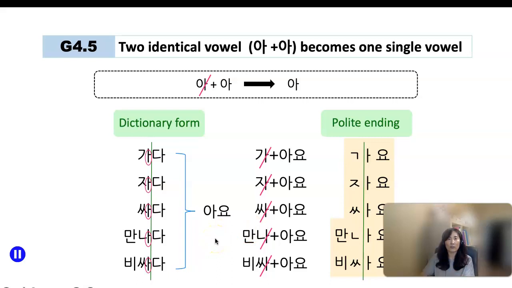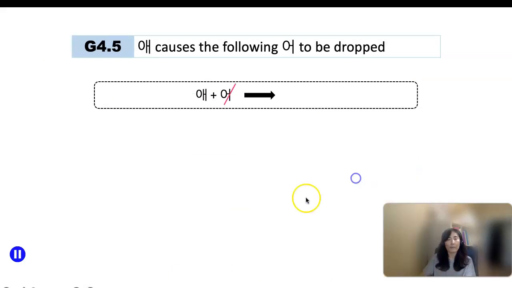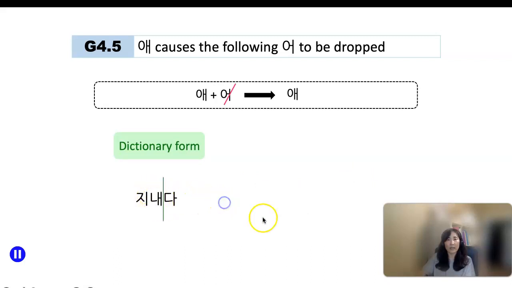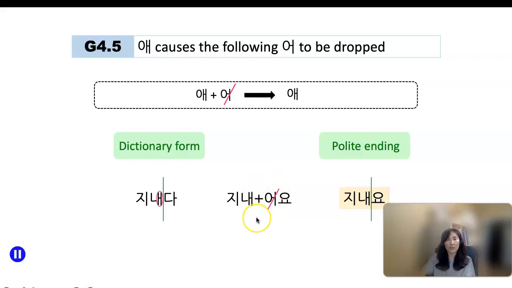So whenever you run across a verb or adjective whose stem ends with a sound, just remove 다 and attach 요 directly. And this one is a stem ending with a sound at the end, like 지내다. Then what happens is it attaches to 어요, and the 어 is deleted and 요 is attached directly. So it becomes 지내요. 어떻게 지내요? Please recall that expression. 어떻게 지내요? How are you doing these days? 지내요.